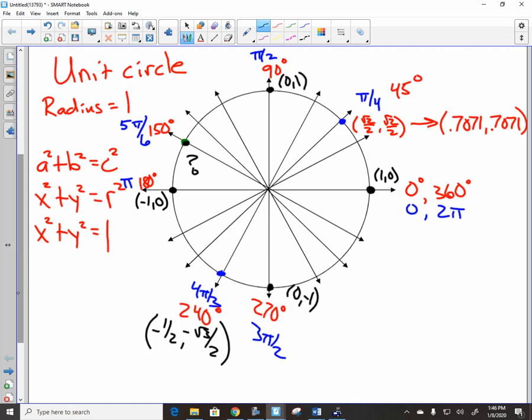I want you to pick out any of these angles up there. 45 is going to be the root of 2 over 2, root of 2 over 2. And that one's already up there. Pick one that's not up there for me to see. 120, that's going to be negative 1/2, root of 3 over 2. Once you start to see the pattern, you can do it without doing any of the work. It takes people a while to get there.